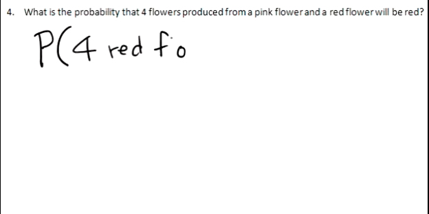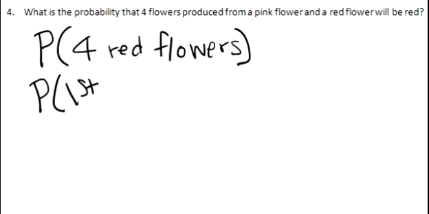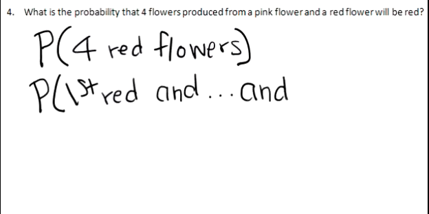Now, in this situation, we've got 4 independent events. Each flower that's produced should not have any sort of influence on the other flowers that will be produced. It's completely random. So here, when we're trying to figure out the probability that 4 red flowers will be produced, we're really trying to figure out the probability that the first is red, and the second is red, and the third is red, and the fourth is red. And for the sake of room, I'm just going to write it with the ellipses to indicate that I want the first, second, third, and fourth of these red.